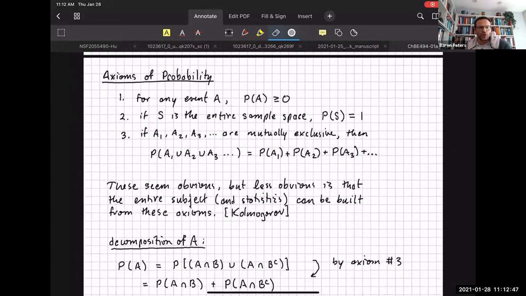I mentioned yesterday that this is a really wonderful subject because you start from things that seem so patently obvious that they don't even need to be said. And you can build from these three things the entire subject of probability, and from that, the entire subject of statistics. And this was much of the work that Kolmogorov did.